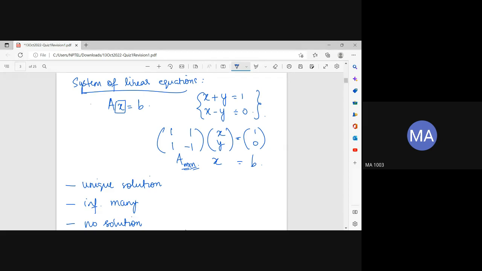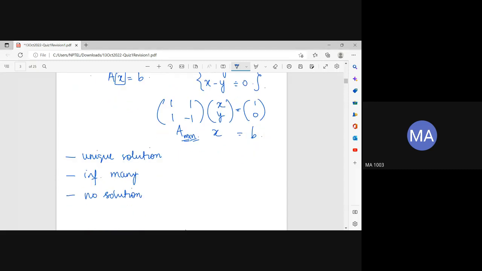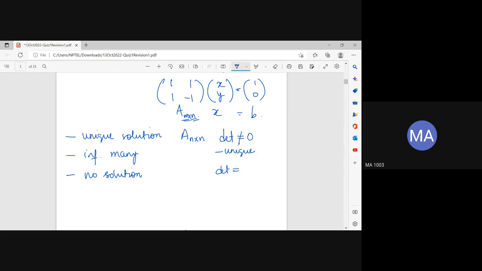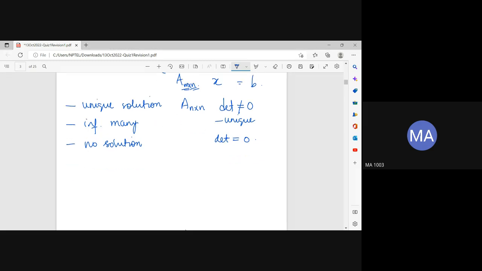So if I have a square system, n equations in n variables, then how do I easily check whether it has a unique solution or not? Finding the determinant. When the determinant is not equal to 0, I know that there is a unique solution. When the determinant is equal to 0, it can be either of the other two cases: infinitely many solutions or no solution. So that we cannot conclude.